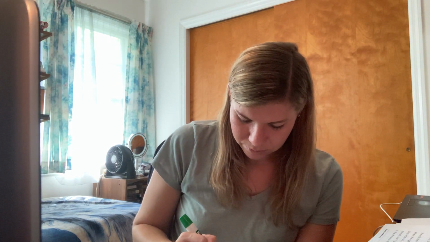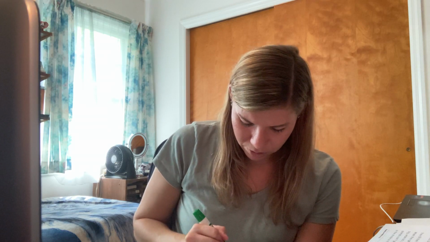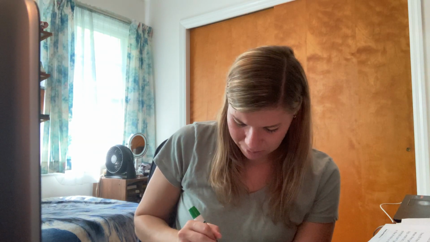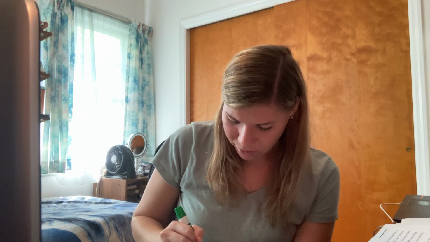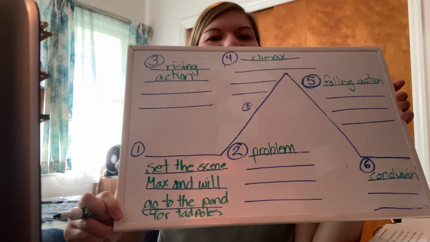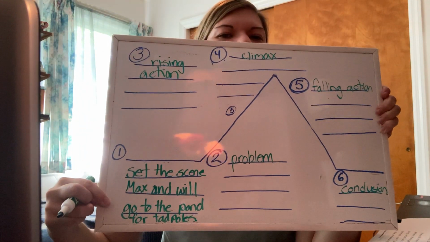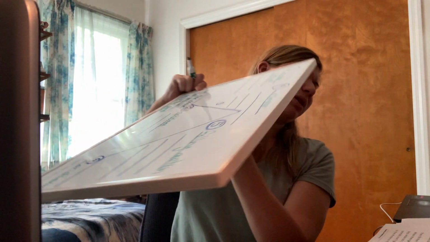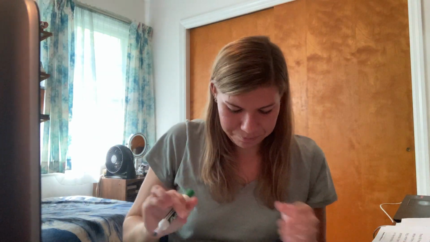So Max and Will go to the pond for tadpoles. That's kind of what our story is going to be about. That's who it's going to be about. We know what's going on. We know where it's taking place. We know what to expect. We know what to look for. Will and Max love tadpoles, and they always go to the pond to look for them.